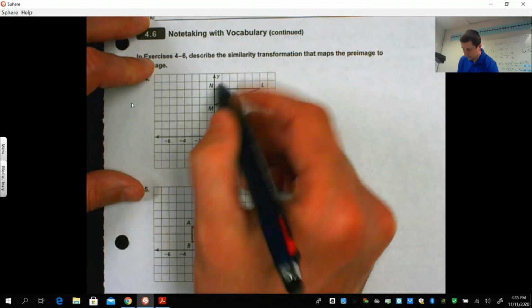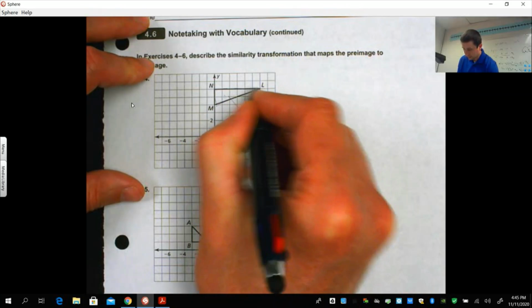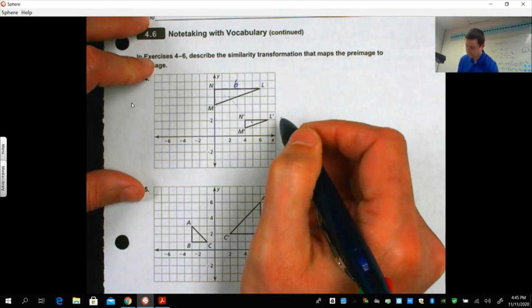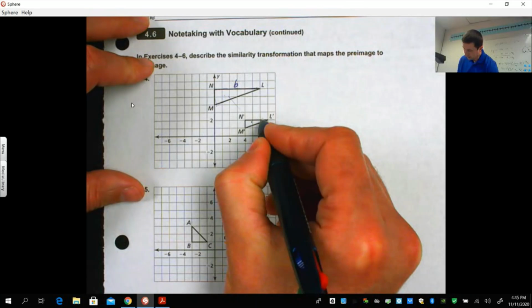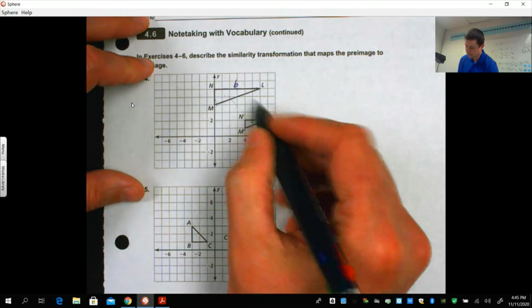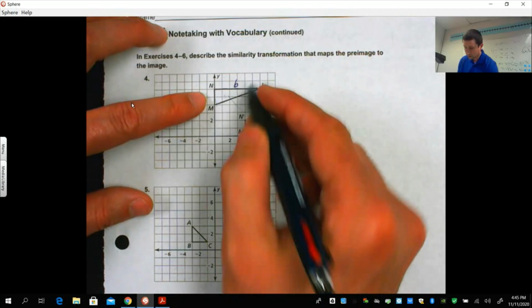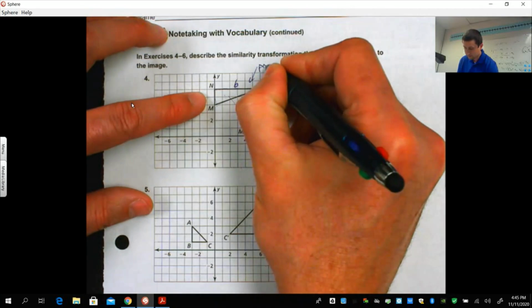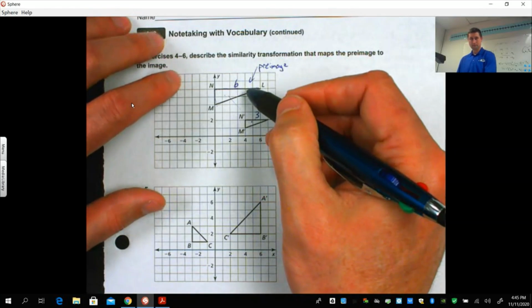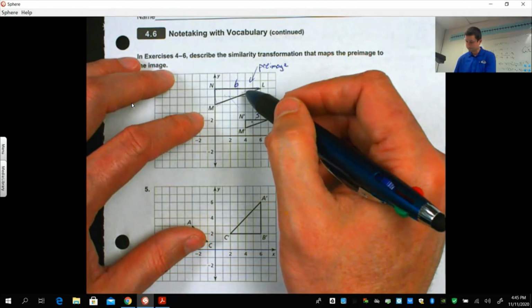One thing I notice is this side, you want to look at corresponding sides, 1, 2, 3, 4, 5, 6. This has a side length of 6. This has a side length of 3. That is half that width. So at some point, since we're starting here, this is our pre-image, at some point we're going to have to do a dilation of a half.